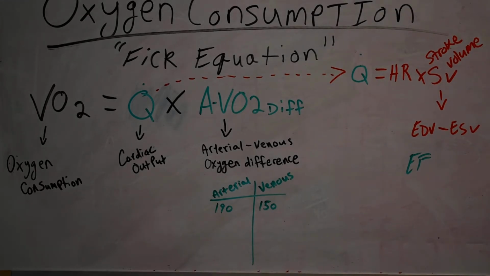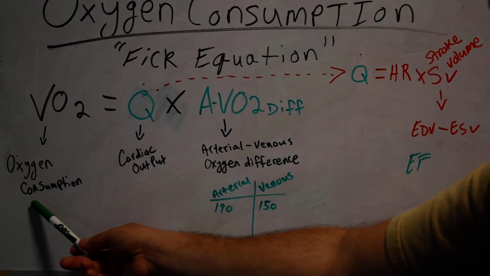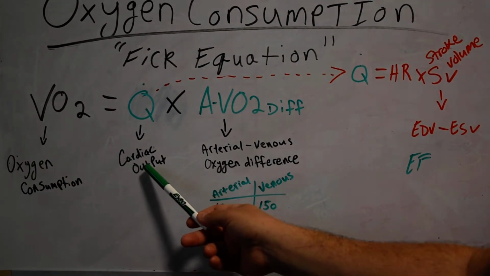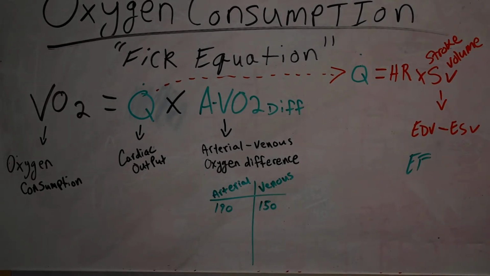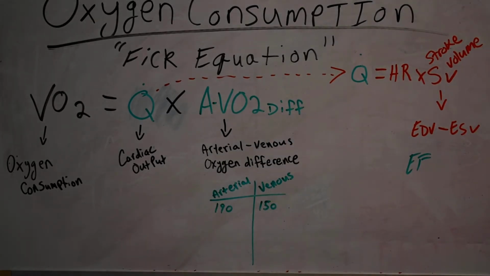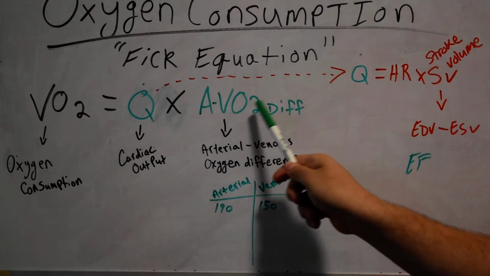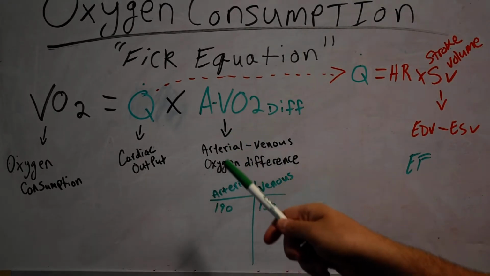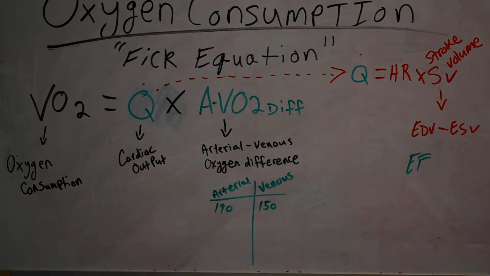The easiest way that I tell students to think about VO2 is the oxygen consumption. Cardiac output is the amount of blood that is being pumped per minute. Think of that as your quote-unquote delivery. So cardiac output is the delivery of blood to the working tissues. Your arterial venous oxygen difference is the arterial oxygen minus the venous oxygen. Think of this as the quote-unquote extraction of the oxygen by the working tissues.